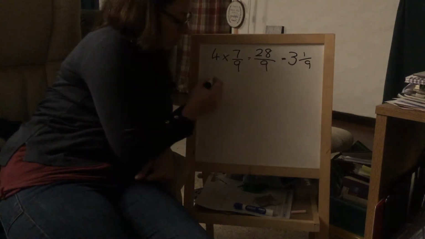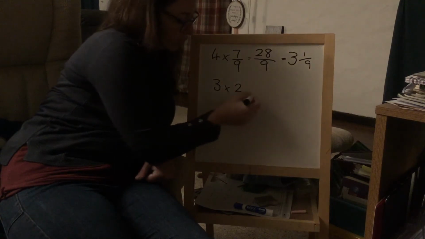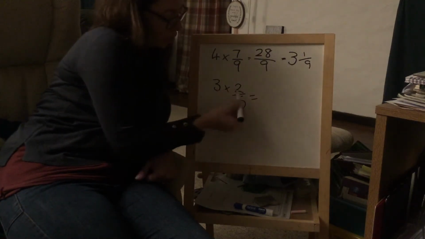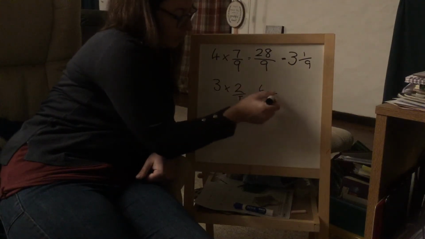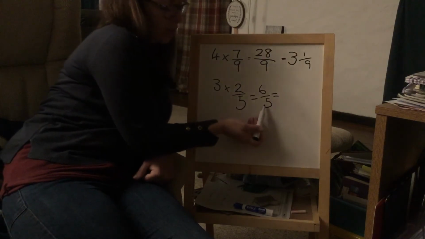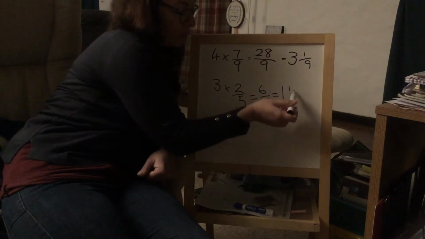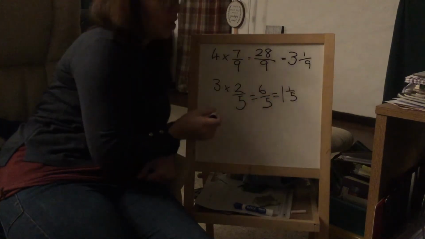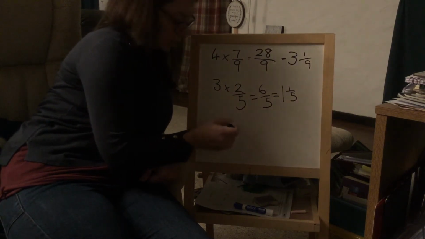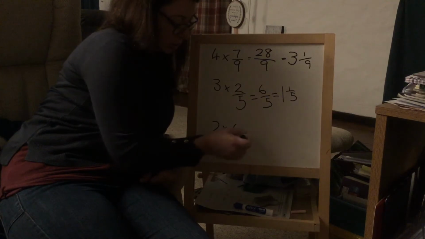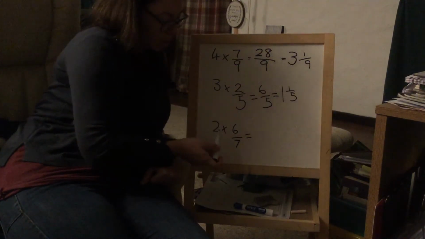Let's do another one. 3 times 2/5. Again, we do 3 times 2 is 6 over 5. And we can see here that if we have 5, that is 1 whole. So we've got 1 whole and 1 left over. And I'll do one more. 2 times 6 over 7.